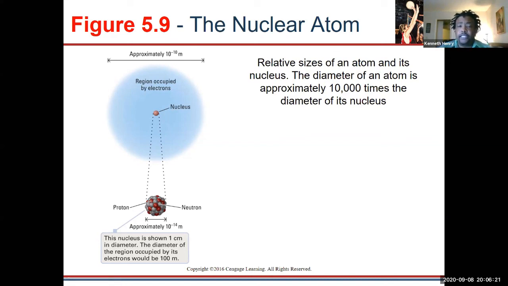To kind of put this in perspective, if I have a blueberry and I put it in the middle of a football field, could you see that blueberry if you're sitting on the top deck of the football field? No. So that kind of gives it perspective. The blueberry represents the nucleus, the football field represents the atom. Okay?